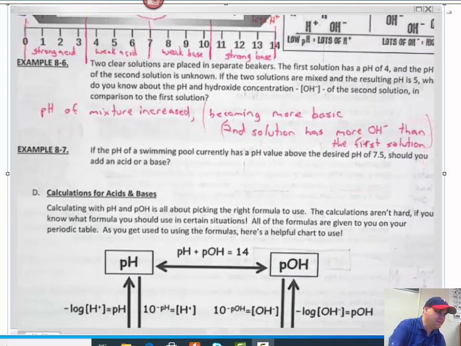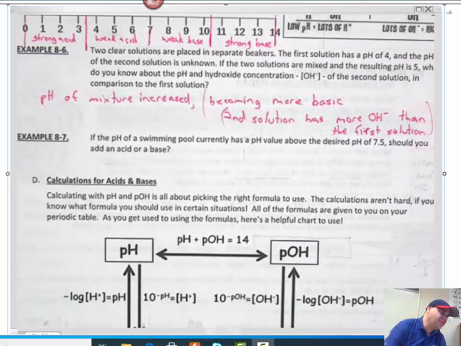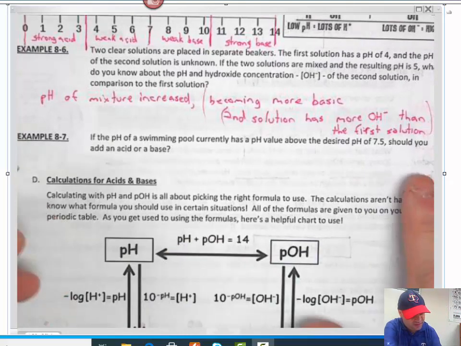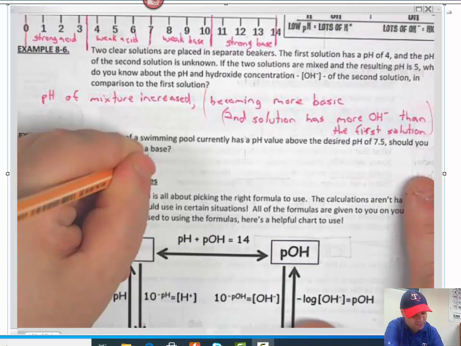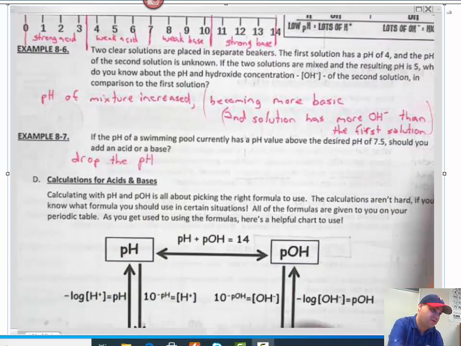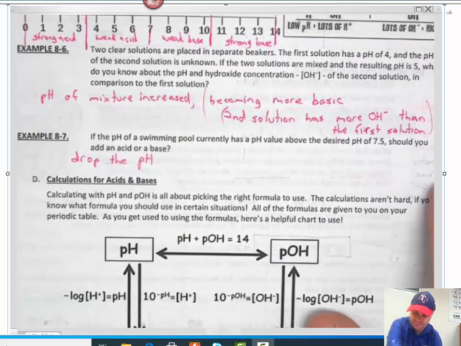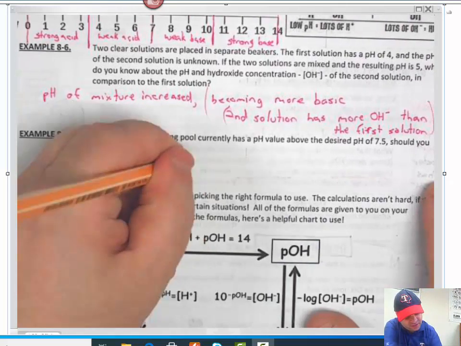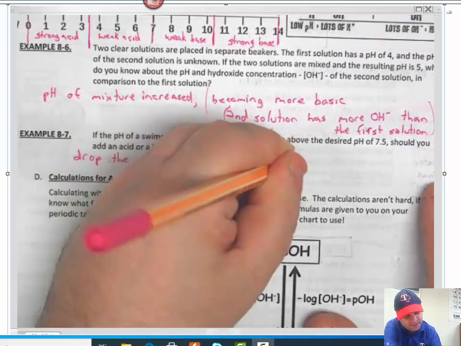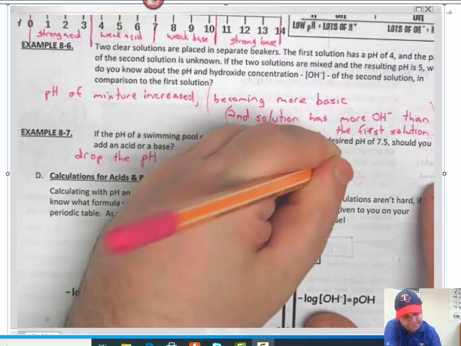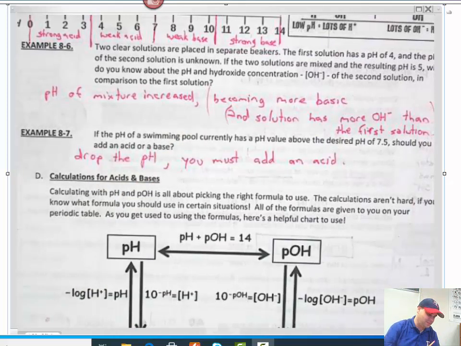Next example here. If the pH of a swimming pool is currently above the desired pH of 7.5, should you add more acid or should you add more base? Well, you're trying to drop the pH to make it more neutral, which would be pH 7. So to drop the pH, you must add an acid. There you go. Easily done.